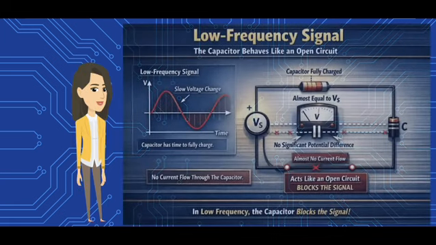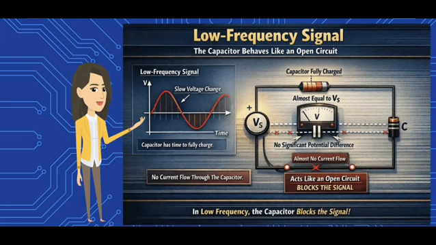First, consider low-frequency signals. Low frequency means the voltage changes slowly with time. Because the voltage changes slowly, the capacitor gets enough time to charge. Its voltage quickly becomes almost equal to the source voltage. So what happens? Since the capacitor voltage becomes almost equal to the source voltage, there is almost no potential difference across it. And we know one basic rule: current flows only when there is a potential difference. So, because the potential difference becomes very small, almost no current flows through the capacitor. That is why we say, for low-frequency signals, the capacitor behaves almost like an open circuit and blocks the signal.